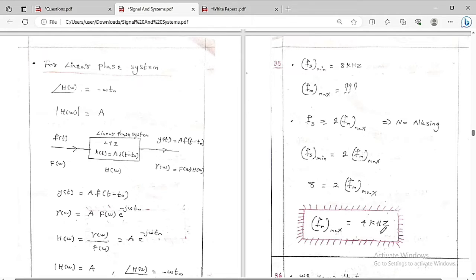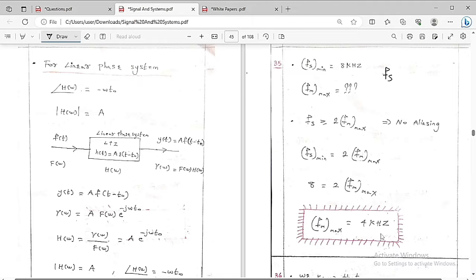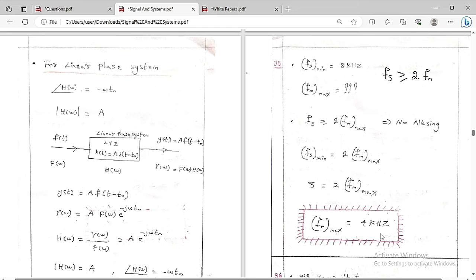So always you have to keep in mind the sampling frequency. The sampling frequency is always greater than or equal to 2 times the message signal frequency. This message signal frequency, fm, is the maximum frequency present in the signal. So Fs minimum is equal to 2 into fm, where fm is the maximum frequency present in the signal. So Fs minimum we know, and dividing by 2, we get the maximum frequency present in the signal, which is equal to 4 kHz.